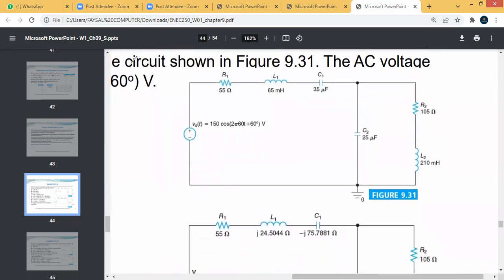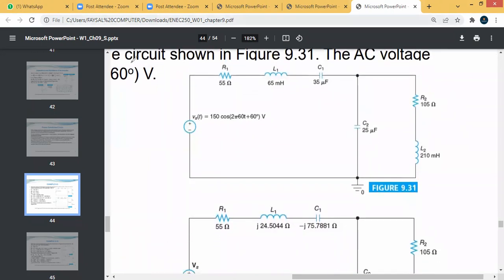So first I convert the parameters. This parameter into what? The value of amplitude and angle. So it will be Vs with 150 and an angle of 60 degrees.